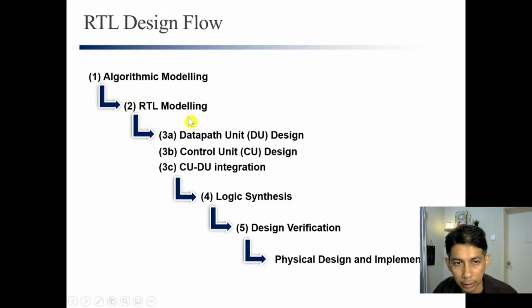Last time we started with RTL modeling. Next, in the next chapter, we will start with algorithmic modeling. We start with the algorithm, and we try to create the RTL modeling, and we will design the DU circuit and the control unit, and also the CU DU integration, the one that we did last week. And after that, these are the flow that we are very familiar with.